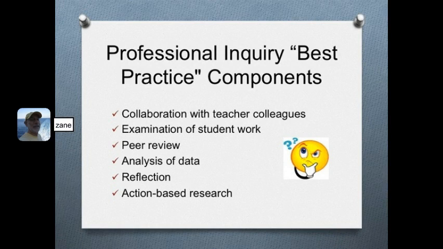The best practice components of professional inquiry may include collaboration with teacher colleagues, examination of student work, peer review, analysis of data, reflection on the professional inquiry process, what was learned and what the next steps may be, and action-based research.